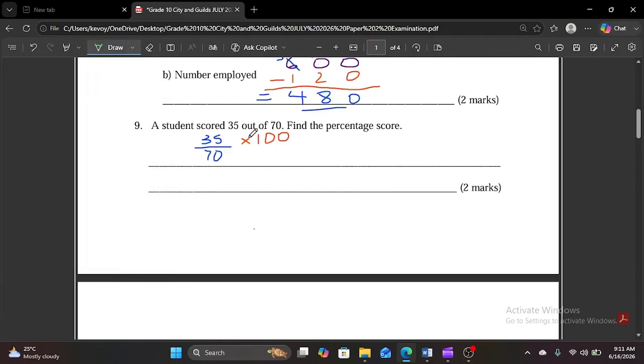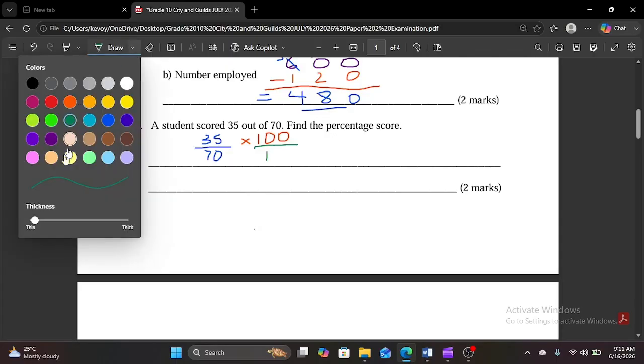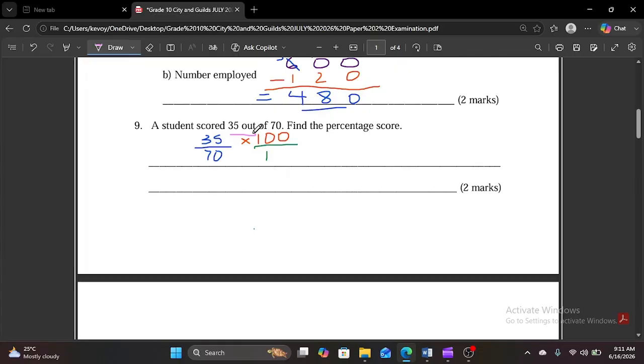And we know that if we're multiplying a whole number by a fraction, we put the whole number over 1. So we can multiply numerator times numerator and denominator times denominator. So anytime you have a fraction and you want to find what the percentage of this fraction is, you multiply the fraction by 100. So just put it over 1 so we can have 2 fractions. So we just multiply.